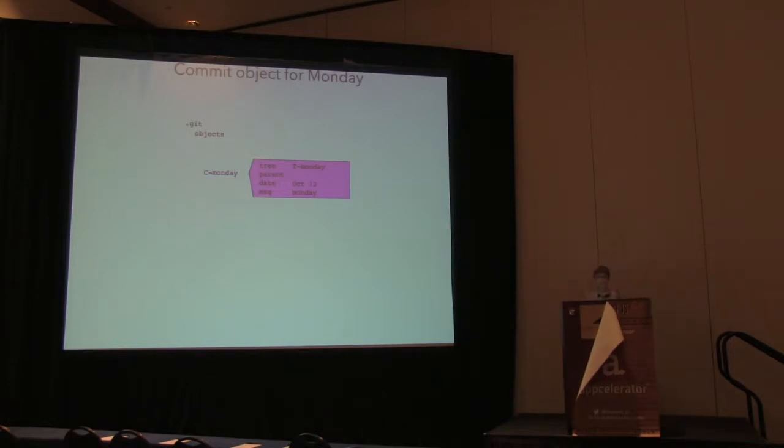And so this commit object has a tree, we'll come back to that, a parent, we'll come back to that, a date, and a message. And the message is the message that you type in when you commit. So when you do git commit -m, like woohoo or whatever, then it would put woohoo in the message.